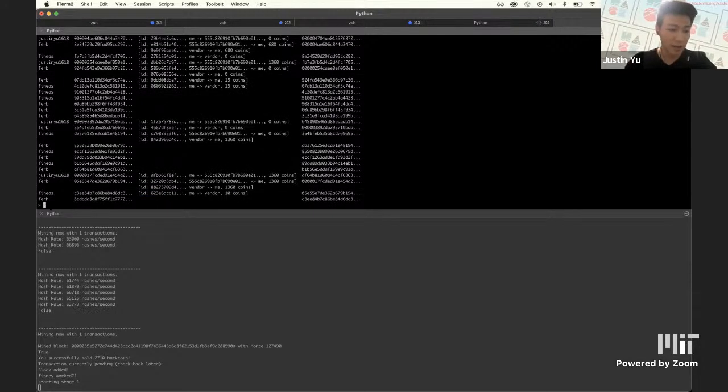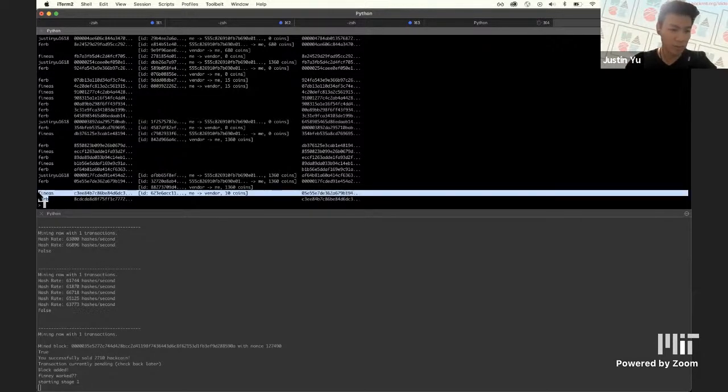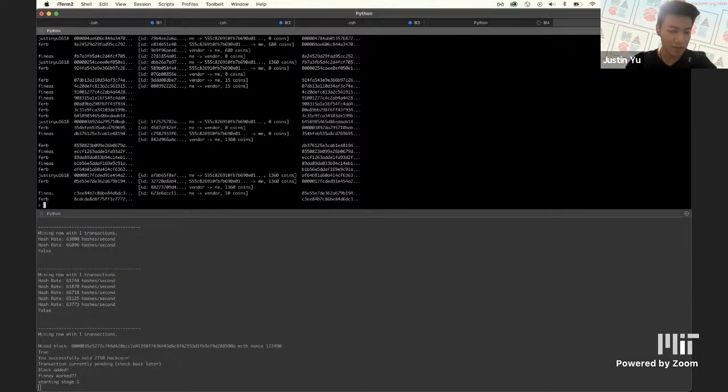And then you can see my latest transaction was added to the blockchain. In addition to yourself, there are also other miners called Phineas and Ferb. They are continuously mining blocks as well. So that's a basic overview of the HackFace exchange.